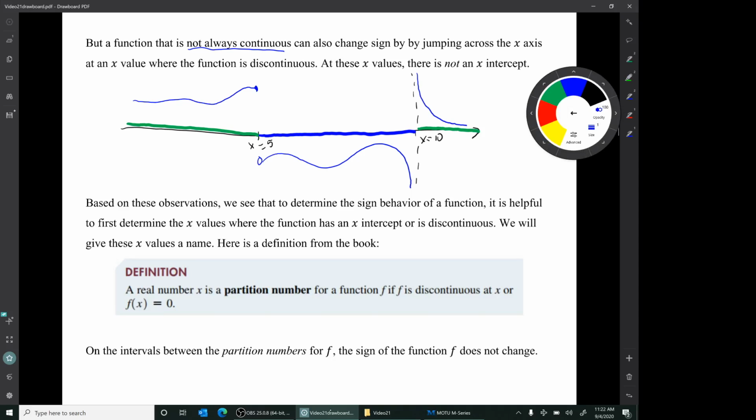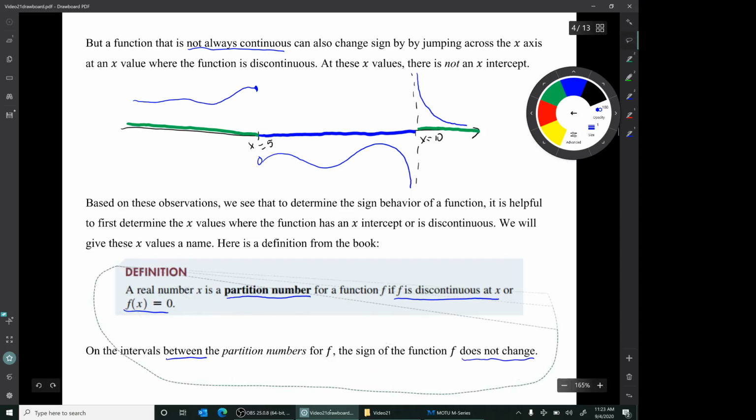So based on these observations, we realize that to determine the sign of a function, it's helpful to first determine the x values where the function has an x-intercept or is discontinuous. And we'll give those kinds of x values a name. We'll call them partition numbers. So a partition number for a function f is an x value where f is discontinuous or where f of x equals 0. So on the intervals between the partition numbers, the sign of the function f does not change.